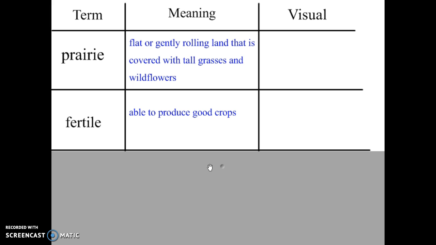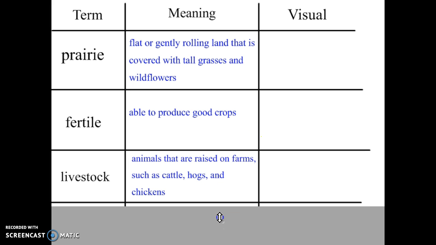It's going to also connect to another word on the back of the sheet. Remember, if I go too fast, just pause, okay? But don't forget, you do need to do a visual. Next word, livestock. Animals that are raised on farms, such as cattle, like cows, hogs, like pigs, and chickens.